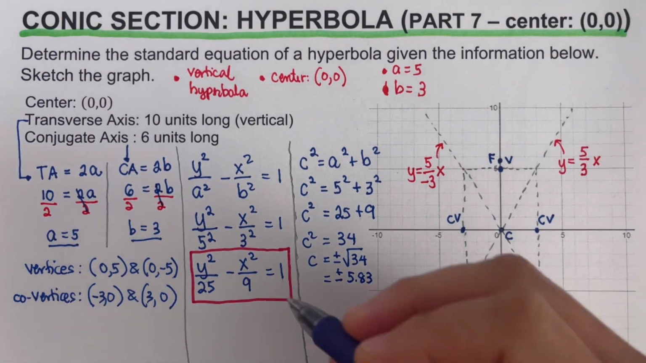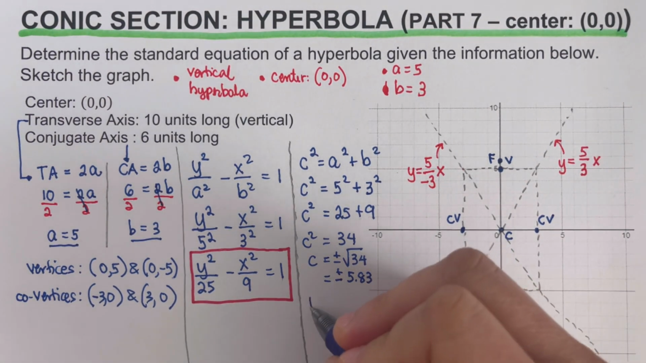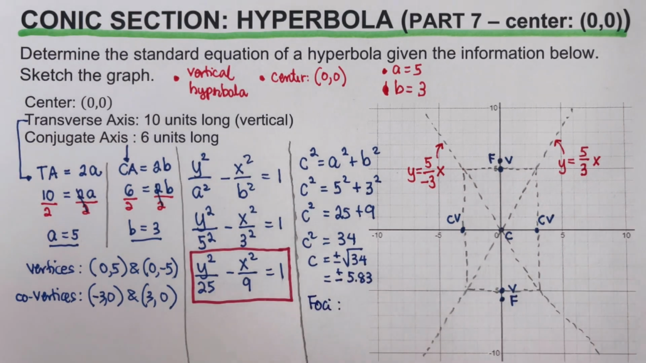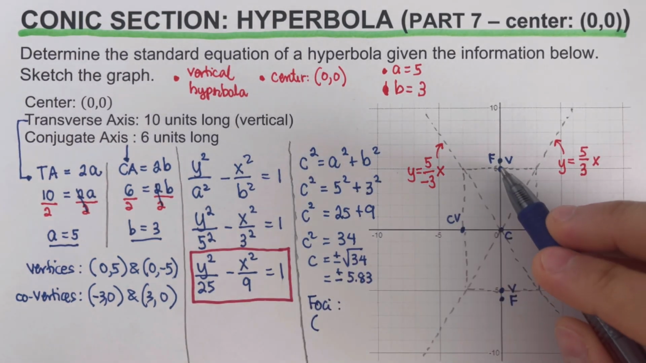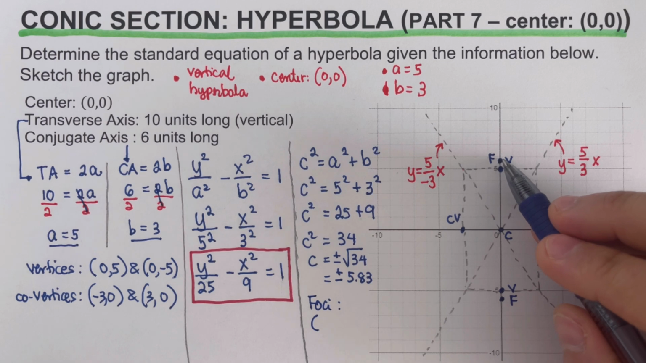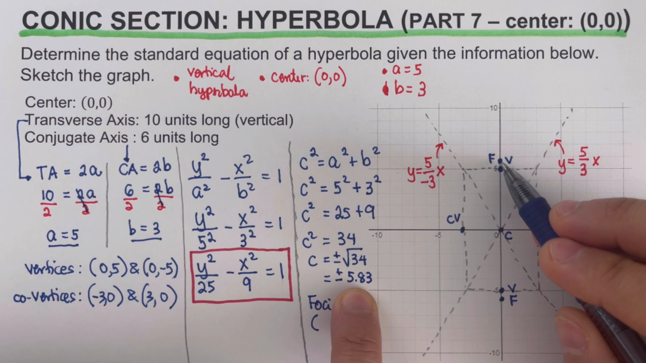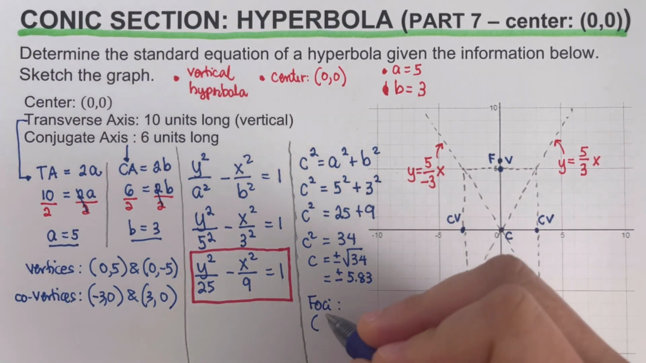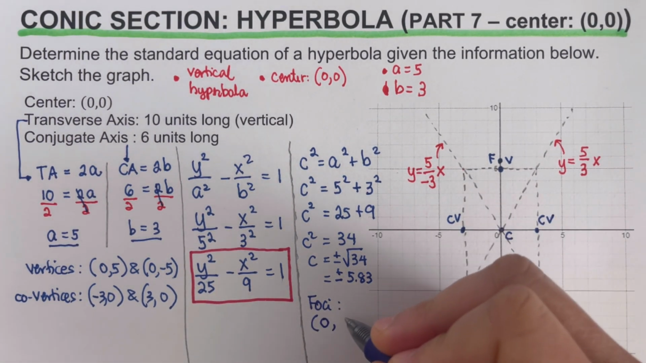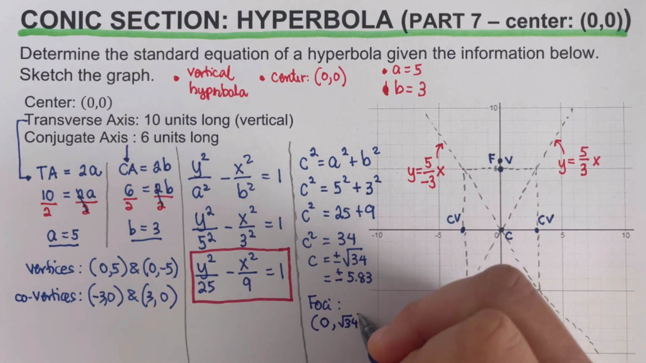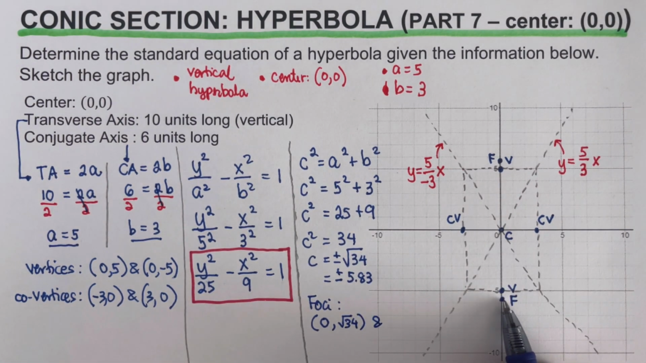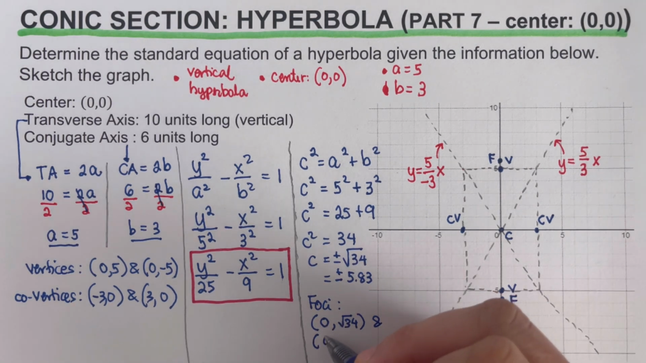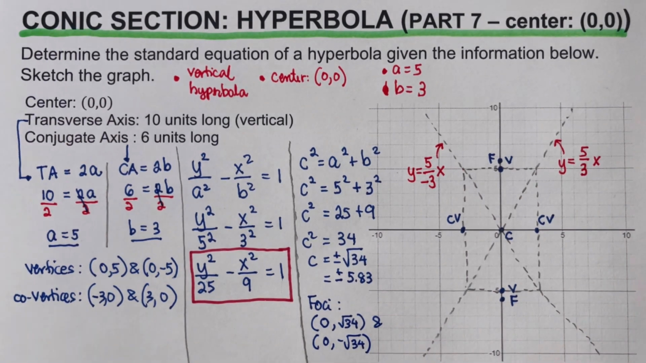So we can go ahead and say that the coordinates of the two foci would be, we start with this one up here. So this is, again, square root of 34 or plus 5.83. So we can go ahead and say that our x is 0 and that is square root of 34. Well, this focus that we have right here is 0 and negative square root of 34. So these are the coordinates of the two foci. So we're now ready to sketch the graph.